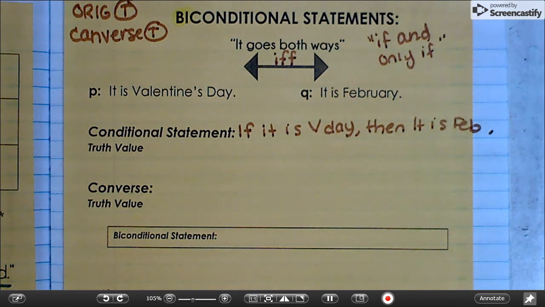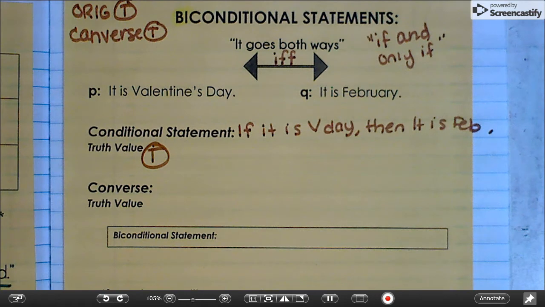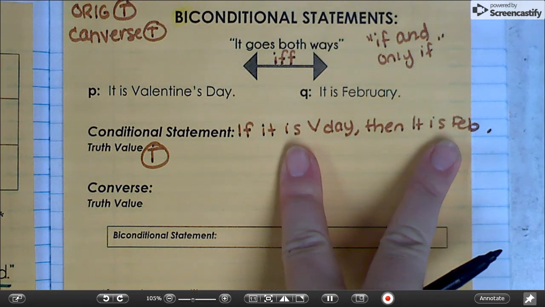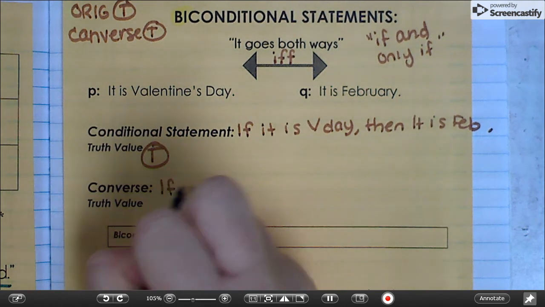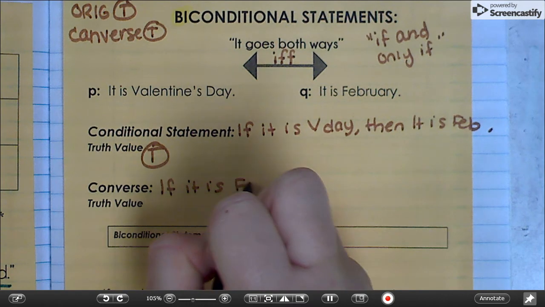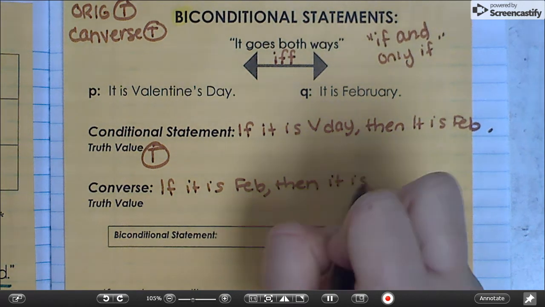And is that true or false? Well, Valentine's Day falls on February 14th. So yes, if it's Valentine's Day, we are definitely in February. And now we need to write the converse. Converse takes the hypothesis and the conclusion and switches them. So if it is February, then it is Valentine's Day.